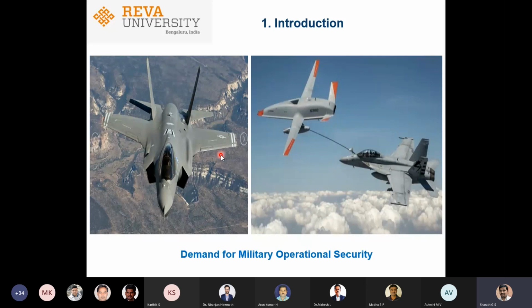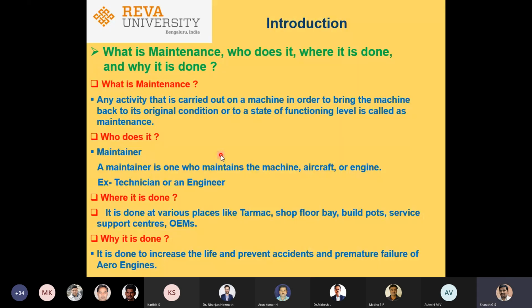When we have this kind of demand for aircraft, definitely there would be a corresponding demand in maintenance. Now we will see what is maintenance, who does it, where it is done, and why it is done.